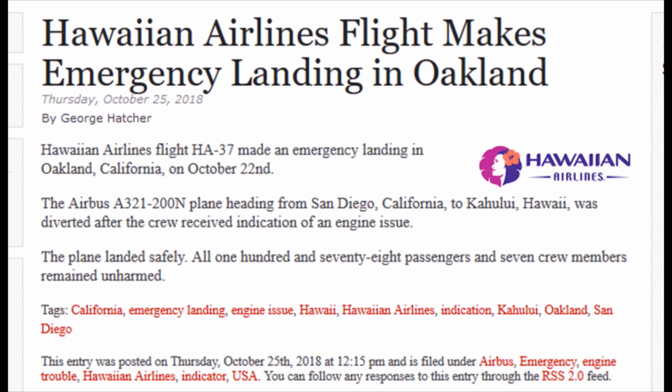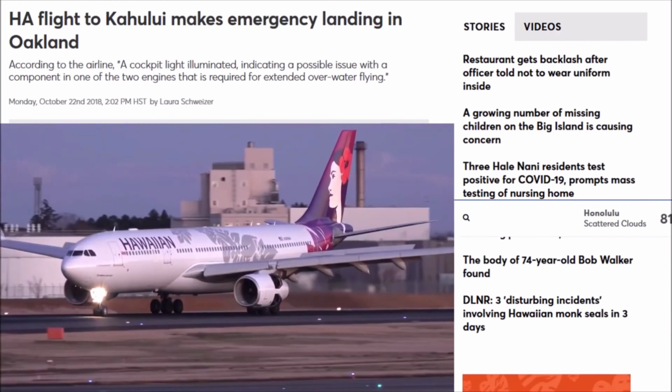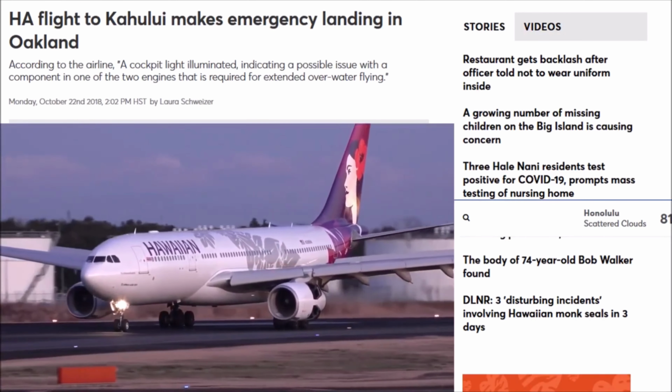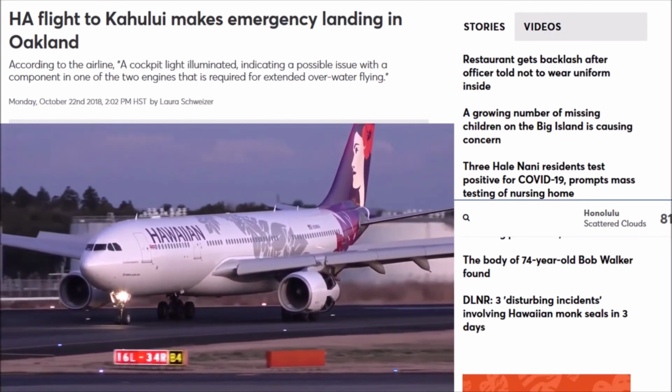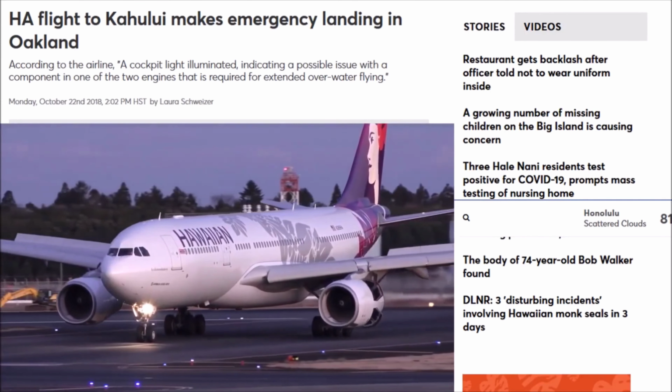This is exactly what happened on October 23, 2018, when Hawaiian Airlines flight AJ37 bound towards Hawaii, Maui, had an issue mid-air when a cockpit light illuminated shortly after takeoff, indicating a possible issue with one of the two engines of the Airbus A321N. According to MercuryNews.com, the plane departed San Diego at 8:25 a.m. and landed in Oakland, California at 10:51 a.m.